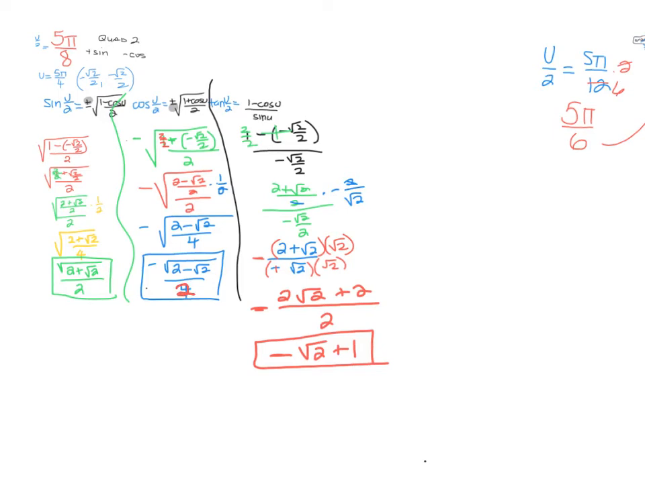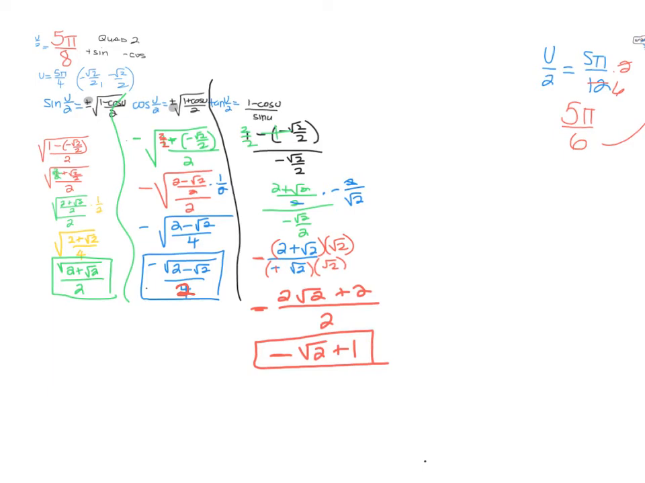And then the last one is tangent, so I don't have to worry about the sign, but it is 1 minus cosine, so 1 minus a negative root 2 over 2 becomes 1 plus root 2 over 2. Change 1, so it's 2 over 2. I get 2 plus root 2 all over 2 divided by the sine, which is negative root 2 over 2. Keep, change, flip, and the 2's cancel, but it makes it negative.